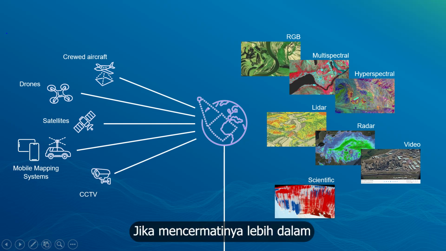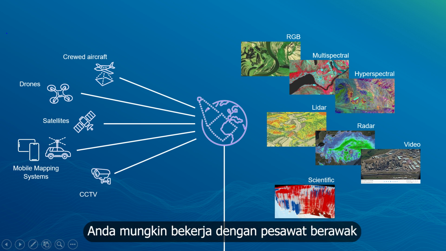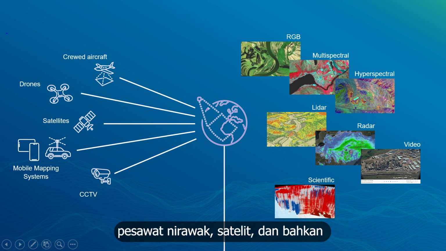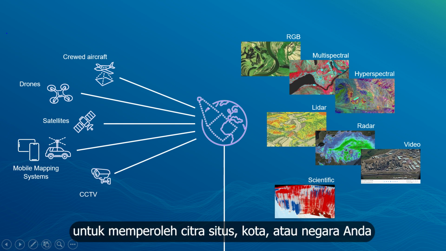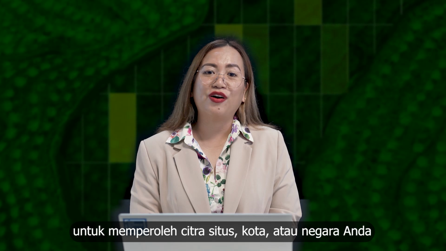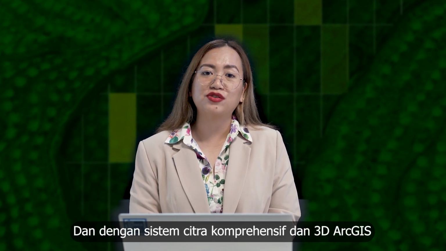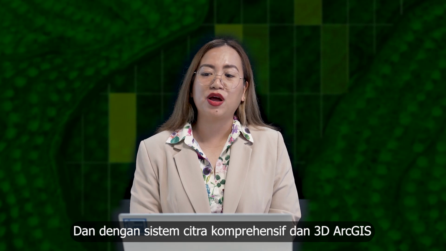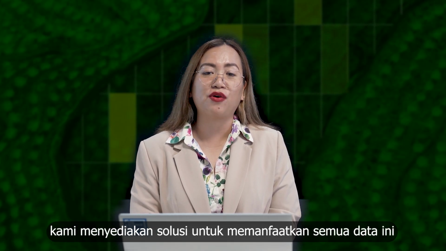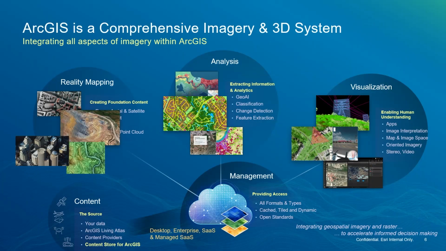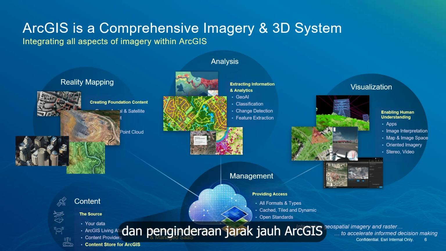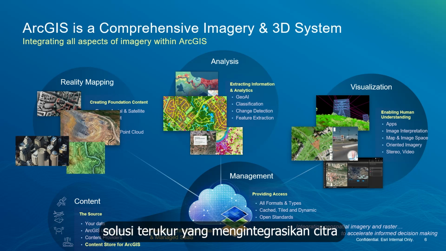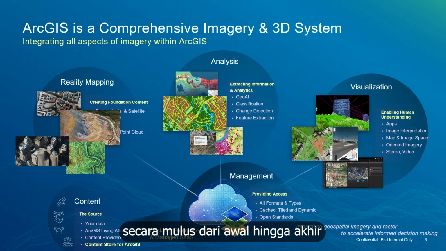Looking into it a bit more closely, you as an organization may be working with crewed aircraft, drones, satellites, and even MMS or your mobiles and CCTVs to acquire imageries of your sites, cities, or countries. And with the ArcGIS comprehensive imagery and 3D system, we provide a solution to tap into all this data. This is the ArcGIS comprehensive imagery and remote sensing, a scalable solution that seamlessly integrates imagery from beginning to end.